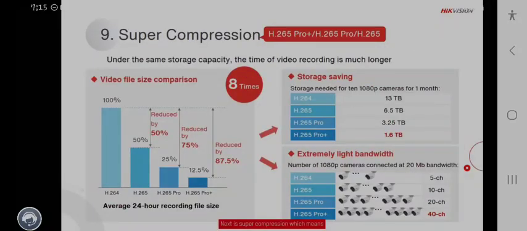Next is super compression, which means H.265, H.265 Pro and H.265 Pro Plus. We can see from the picture. Here we compare the video file size under different compression, under the same recording time. H.265, H.265 Pro and H.265 Pro Plus take less storage capacity compared with H.264. So we can make a conclusion. With super compression, under the same storage capacity, the time of video recording is much longer, and super compression saves much storage space and supports extremely light bandwidth.